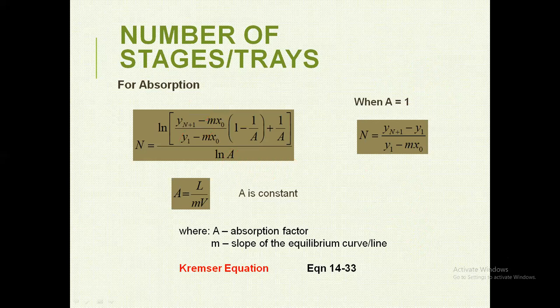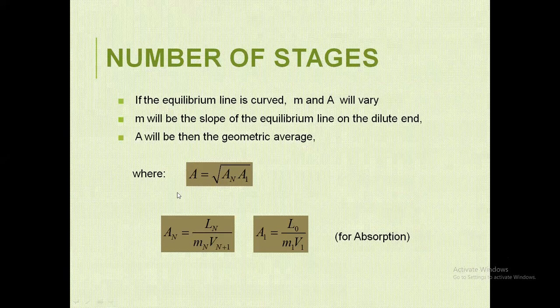So that's for gas absorption, and this is already explained. If the equilibrium line is curved, M and A will vary. M will be the slope of the equilibrium line on the dilute end. As illustrated, it's the slope on the dilute end of your equilibrium curve. A will then be the geometric average. This is what I've shown to you.